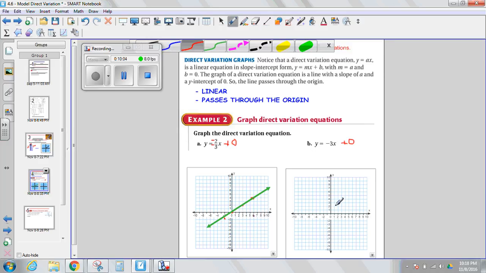We can do the same thing over here. We start at 0. And we know that if we have a slope of an integer, we can just write it over 1. And so we're going down 3 and to the right 1. Or just the opposite, up 3 and to the left 1. Either way it works. And so we go ahead and draw a line through those points, with arrows on both ends. And we have the graph of our direct variation equation there.